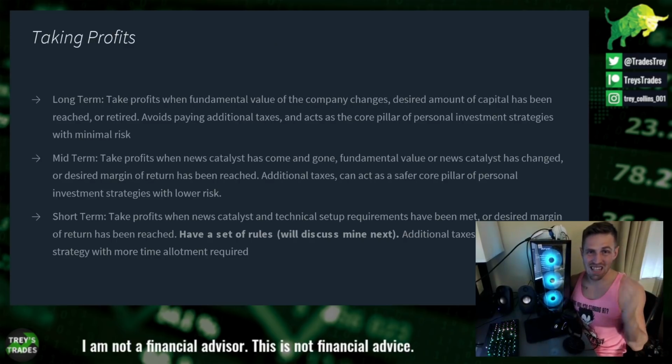Taking profits, the end game here, right? So for long-term stocks, this is what I personally will do. You take profits when the fundamental value of the company changes, desired amount of capital has been reached, or you retire. This avoids paying additional taxes and acts as the core pillar of personal investment strategies with minimal risk, right?